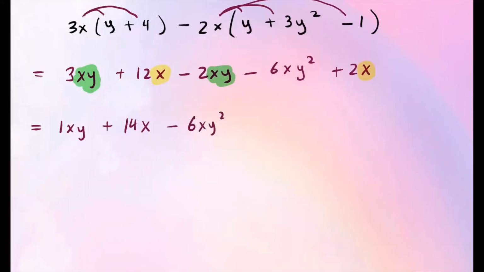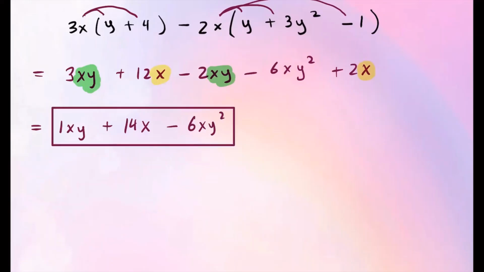Now keep in mind that this one and this one is not a like term because this has y and this one has a y squared. So remember, a like term means same variable, same power, which makes these not like terms. So that will be our final answer since there are no like terms to combine.